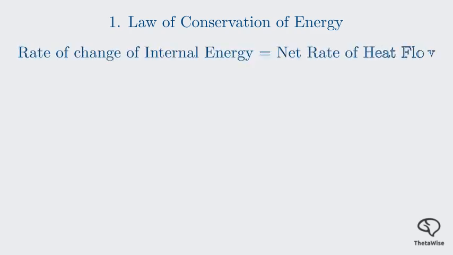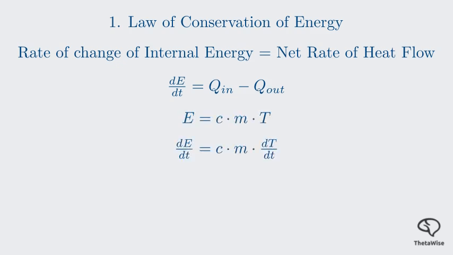We can write this as an equation. The rate of change of internal energy, which we'll call E, is equal to the net rate of heat flow into the system, which we'll call Q. Now, how is internal energy related to temperature? For a simple material, the change in internal energy is proportional to the change in temperature. The constant of proportionality is the specific heat capacity, C, which tells us how much energy is needed to raise the temperature of a unit mass by 1 degree. So, the rate of change of energy is C times the mass, m, times the rate of change of temperature, T. Combining these, we get our first piece of the puzzle.